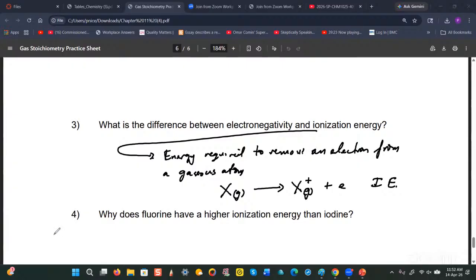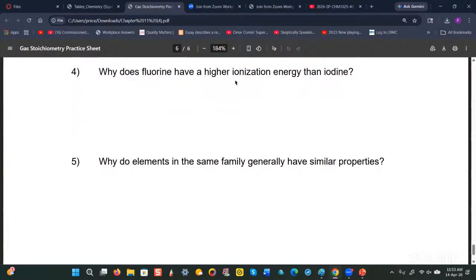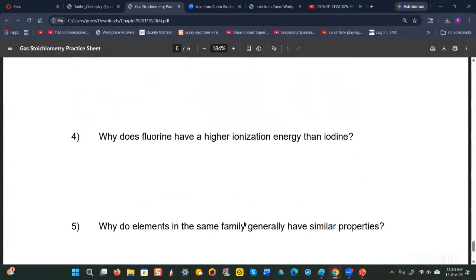All right. So with that said, let me clear this and scroll down. Number 4 says, why does fluorine have a higher ionization energy than iodine? So we go to the periodic table, we look at where fluorine is, we look at where iodine is, and what do you notice? You notice that fluorine is at the top of that group, and iodine is below. So how would you answer that question? Why is it that fluorine will have a higher ionization energy compared to iodine?